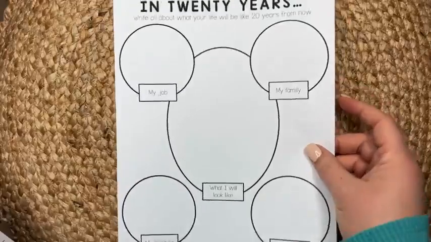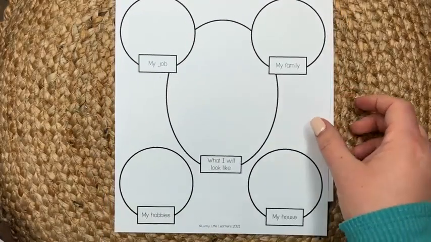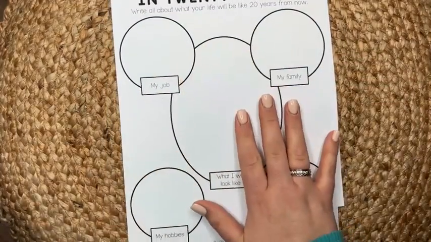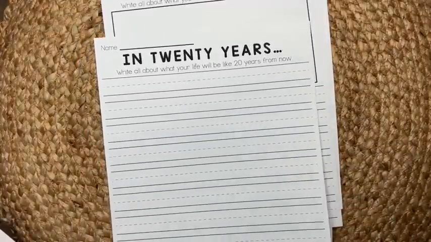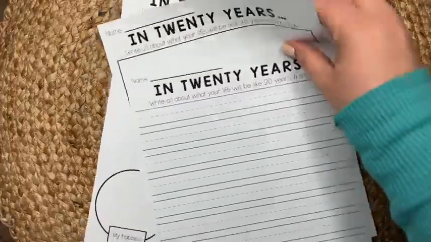He likes it. The 20 years one is kind of fun. Where will you be in 20 years? What will you look like? What's your job, your family, your hobbies? And then this is just kind of the graphic organizer that can be moved over to some kind of writing template like you see here. So different options, which are fun. A fun option for writing.